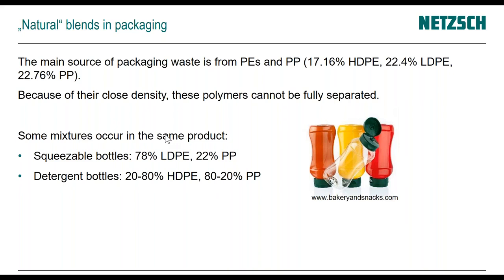And so if we look at some mixtures that we have in the same product, the squeezable bottle, for example, that is often around 80% LDPE, and then the cap is polypropylene. So we have a mixture of 80 to 20. And detergent bottles are another example where we have a mixture of HDPE and polypropylene. So again, the bottle and the cap, and the mixtures can vary in proportion from more HDPE to more polypropylene.